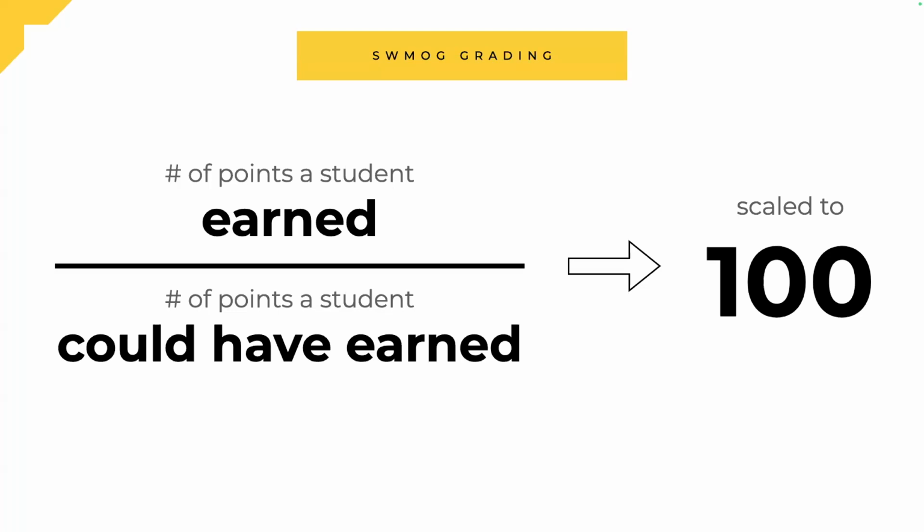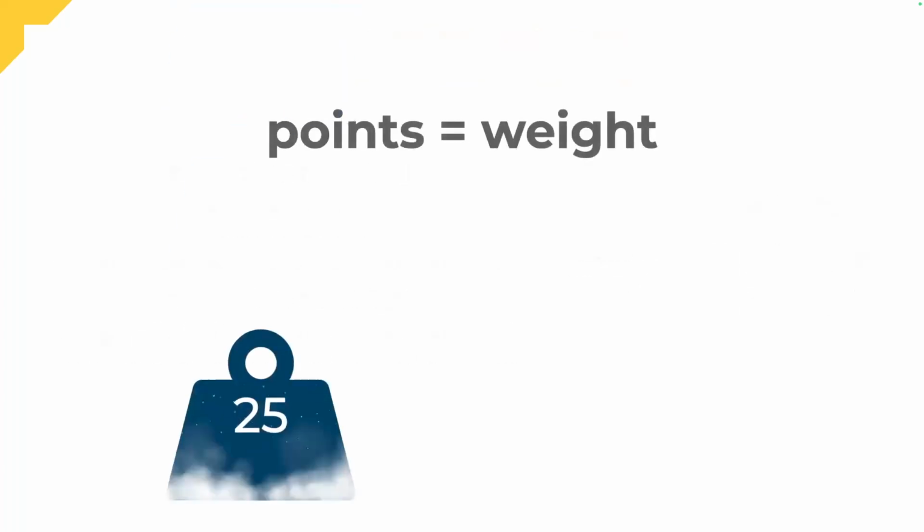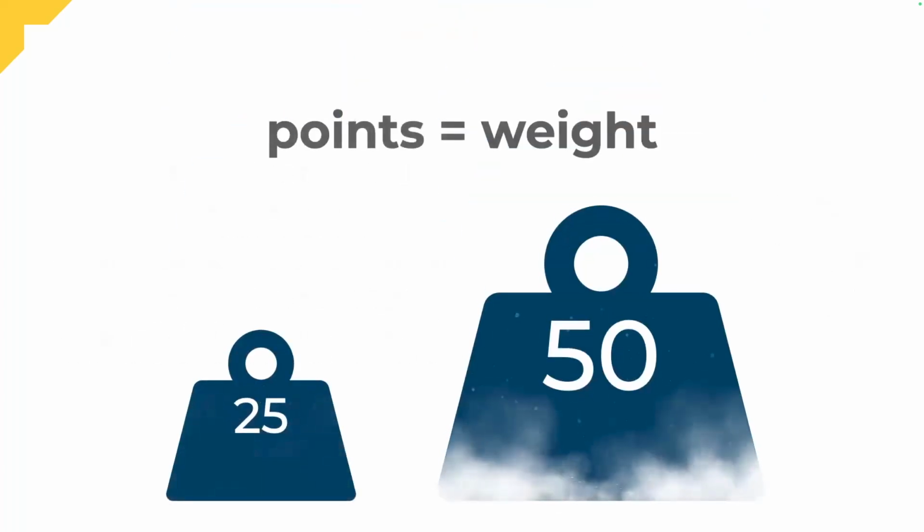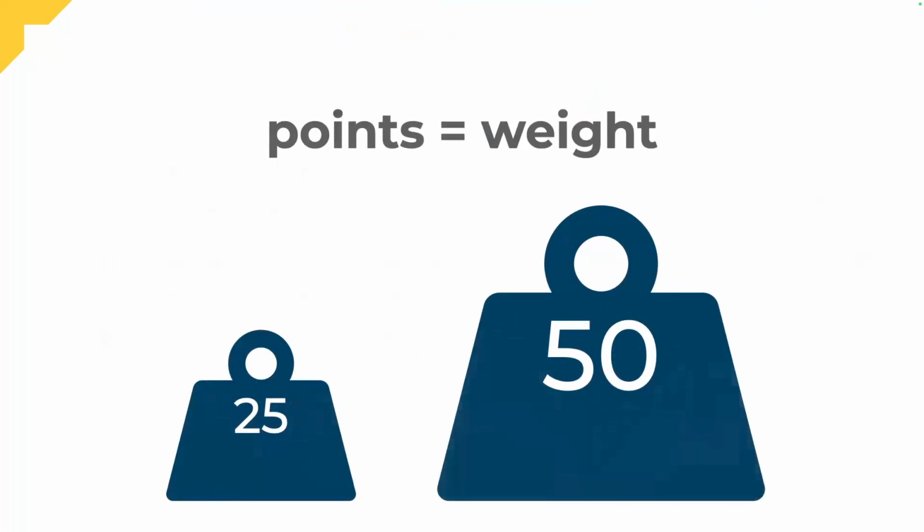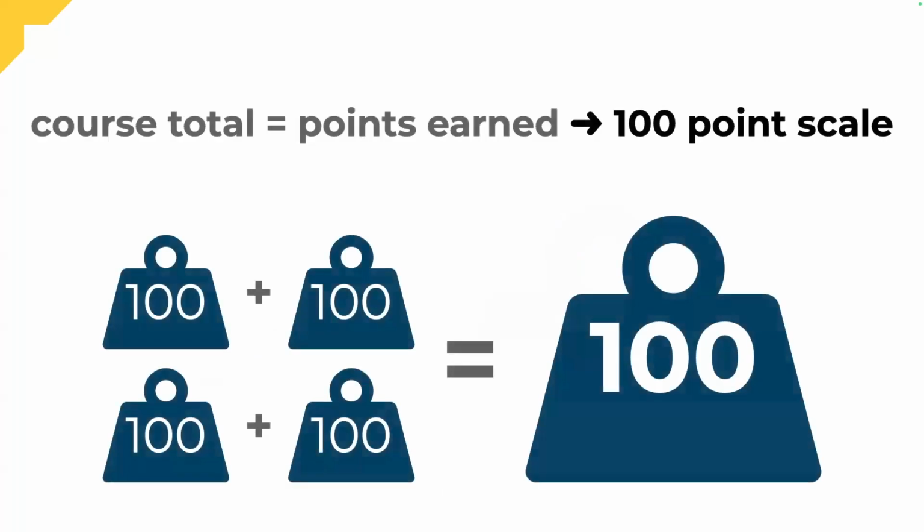There are 2 other things that are really helpful to know about simple weighted mean of grades, and that is just like natural, the points determine the weight. So a 25-point assignment and a 50-point assignment, that 50-point assignment has twice the weight because it has twice the point value. This also means that the course total will always be out of 100, which is the default. You can change this to another value, but the default is 100.